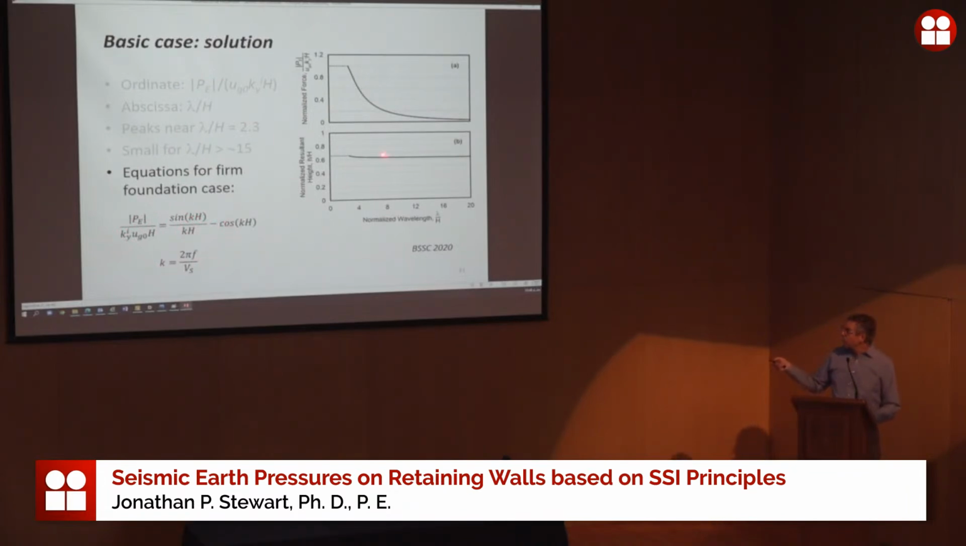The bottom figure is essentially the resultant height. You can see it doesn't vary all that much with wavelength. The reason you need this height is to calculate moment. So the force times the height would give you the moment at the base of the wall.